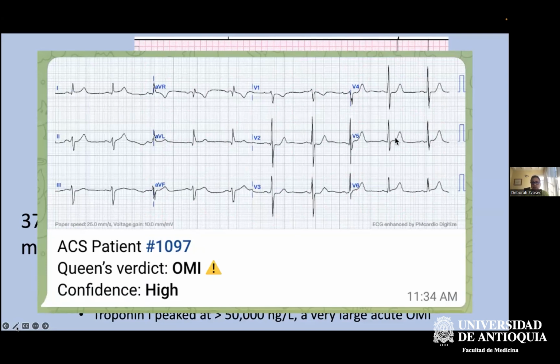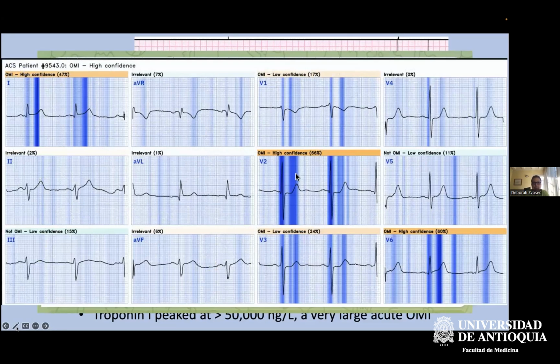This is the one without the hyperacute T waves in V5, V6. I just sent the first one, which was much more subtle. The explainability map shows that what she's looking at is the ST depression here, which is downsloping. And she's also looking at that little bit of ST elevation in V6.